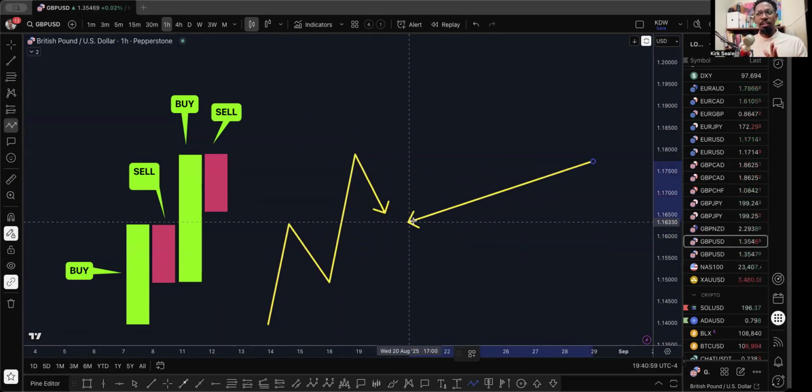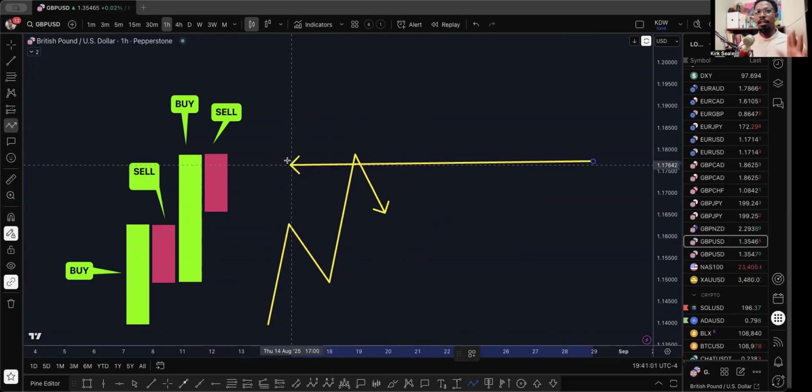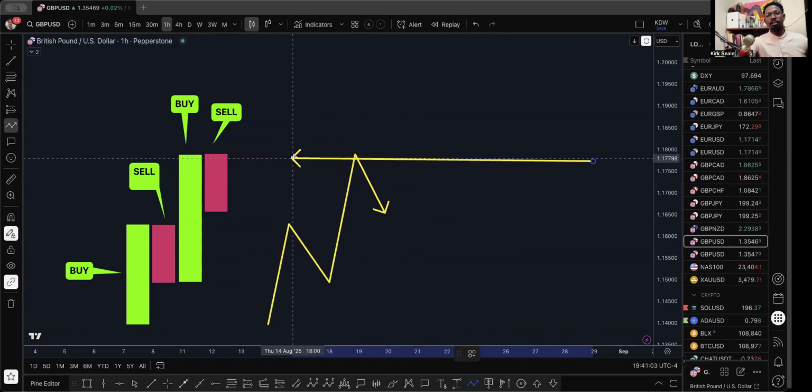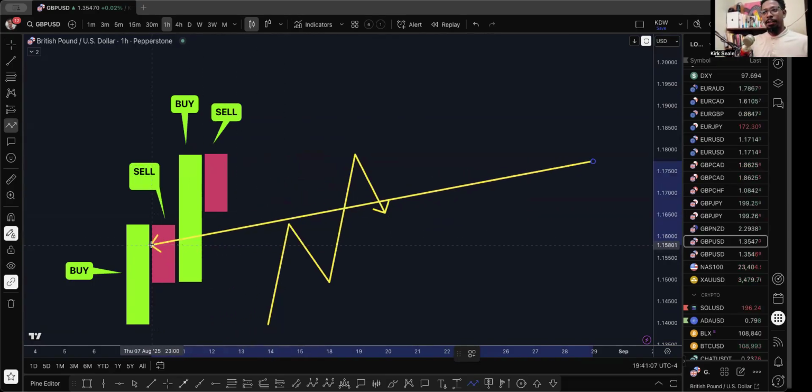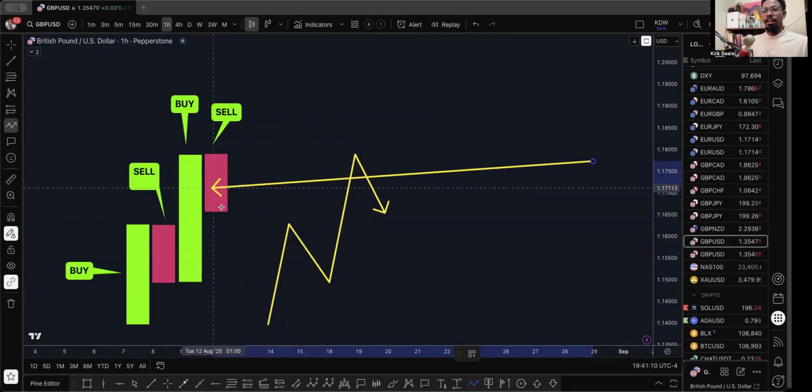Okay. For my beginners in the line, are you good? Type a C if you are good right now. Excellent. All right. Green candle, red candle, green candle, red candle.